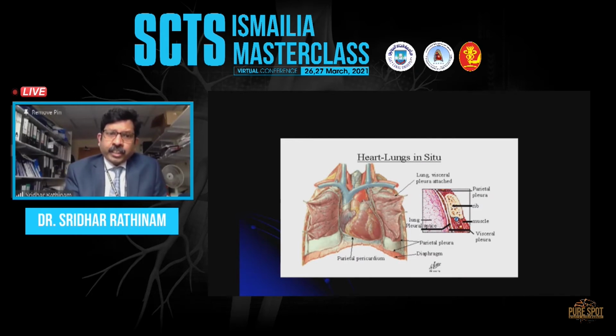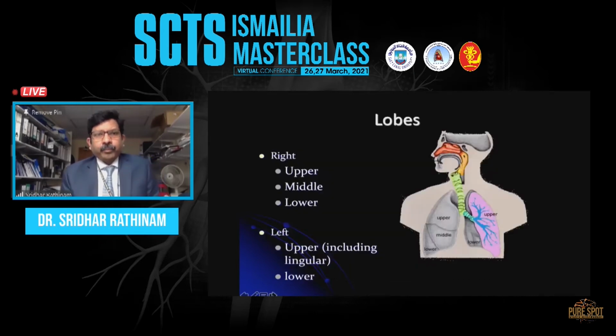So you have the phrenic nerves running on both sides on the pericardium, and you have the recurrent laryngeal nerves, which come along the vagus, loop around and go back. On the right side, it loops around the subclavian, on the left side, around the arch.